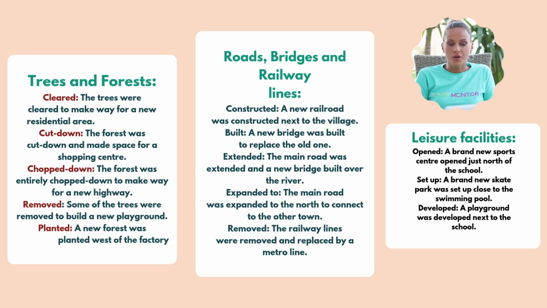Planted. A new forest was planted west of the factory. Roads, bridges, railway lines. Constructed. A new railroad was constructed next to the village. Built. A new bridge was built to replace the old one. Extended. The main road was extended and a new bridge built over the river. Expanded to. The main road was expanded to the north to connect to the other town. Removed. The railway lines were removed and replaced by a metro line.